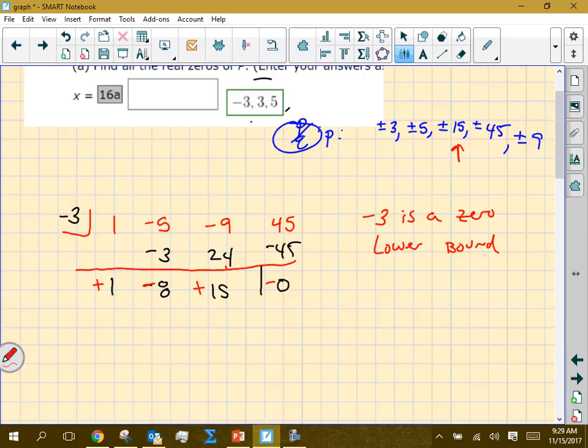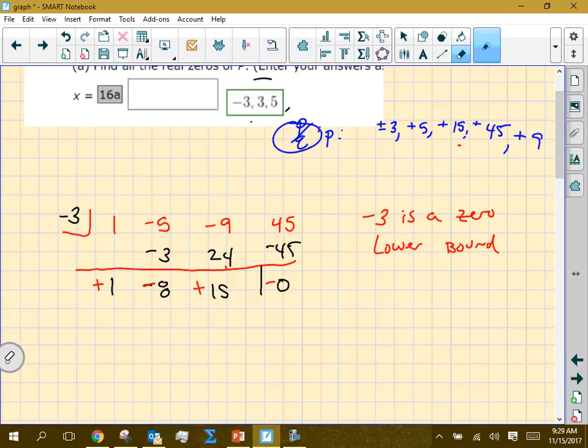So if I am doing this entire thing by hand, and I have no calculator, or I have no understanding of a better way of doing this, I can at least use this theorem and say, now you know that you don't have to try -5. You don't have to try -15. You don't have to try -45. And you don't have to try -9. That just eliminated a lot of things out of your list, right?